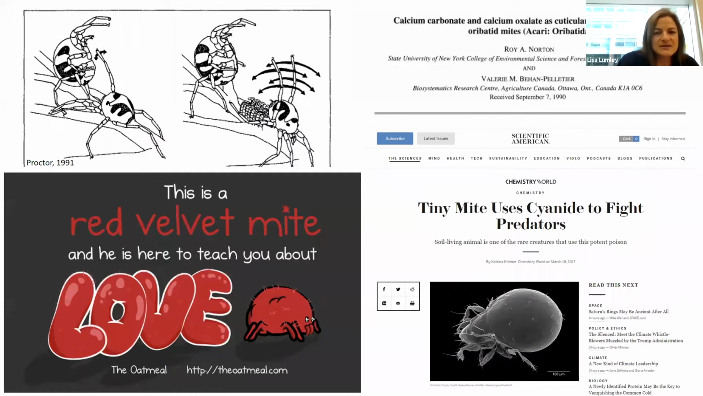And scientists have studied these adaptive behaviors, and much has been learned about them, but it's very difficult because they're so tiny. They're usually between 150 microns to 2 millimeters in length. But still, scientists have figured out things about them, such as some of the oribatid mites. They secrete or use cuticular hardening agents to turn themselves into little rocks so they can't be penetrated by other predators. Some use cyanide to fight against predators.